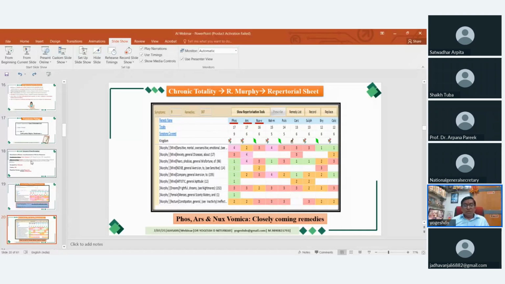Now, the way in which the totality had been organized is from the point of view of emotions, then the intellect part, then the behavior part, then the subconscious, that is in view of dreams, then the physical generals. Okay, so that led to these three closely coming remedies: Phosphorus, Arsenicum, and Nux vomica.